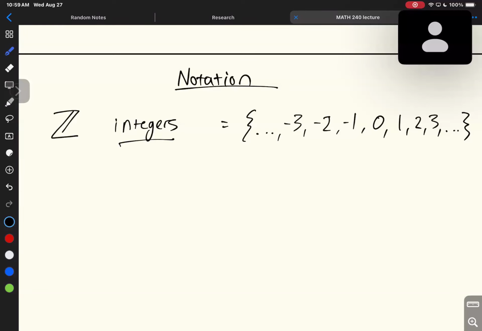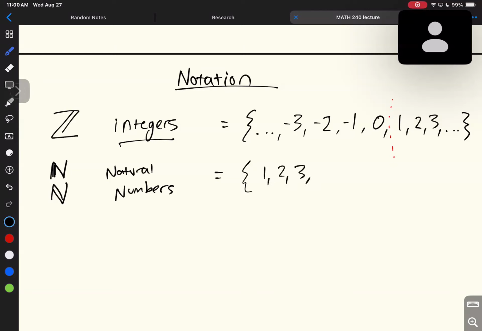From there, we can restrict it to get the, so the book does it like that. I sometimes draw it like that because I find that easier. And these are the natural numbers. It's like if we just cut the integers off at 0. And so that's 1, 2, 3, and so on. Those are the natural numbers.